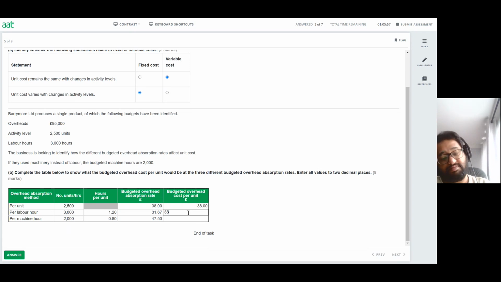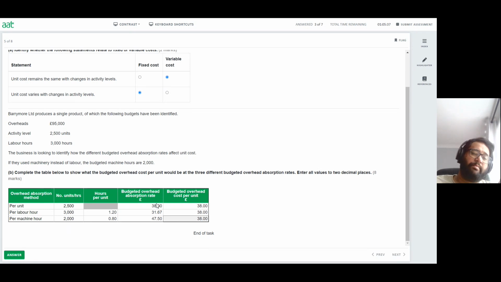Again, it gave me the same amount. For some reason, it just gave me the same amount. I think it's going to be the same for every category, but let's see. 47 pounds 50 multiplied by 0.80. Again, I got 38 pounds. Luckily, it got me the same amount for every one of them, but realistically it might not be the same.